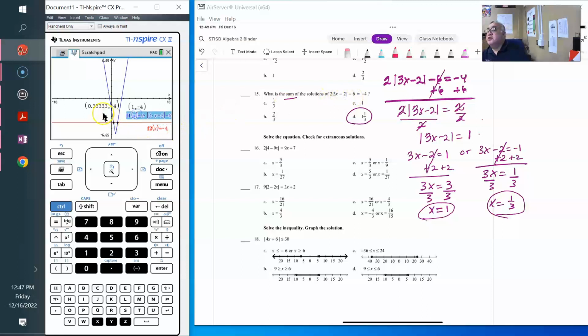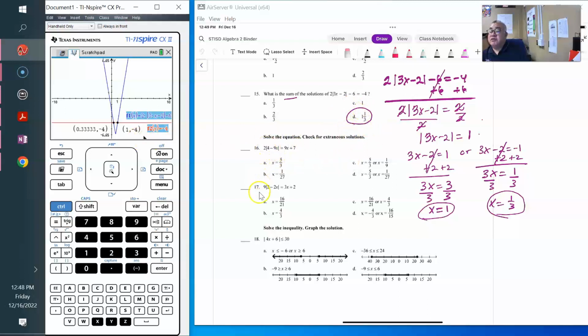So here's the first equation. And then the second equation was y equals negative 4. And then what I did next is I found the intersection. And the intersections of the 2 are 0.33 and 1. So to add them up, it's going to be 1 and 1/3. That's why the answer was B.